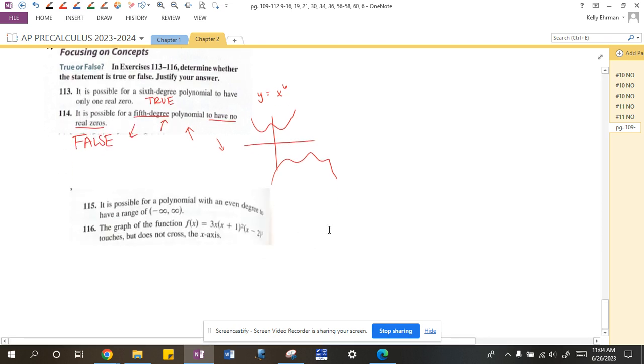It is possible for a polynomial with an even degree to have a range of all real numbers. This kind of goes with 115. If it's to the 6th, could the range, the y values, go to negative infinity? No. If it's a W shape, yes, it can have some negatives, but it has a limit. Even degree means that you're not going to get the opposite end behavior that's going to cover all of your y values. So that's false. It's not possible.